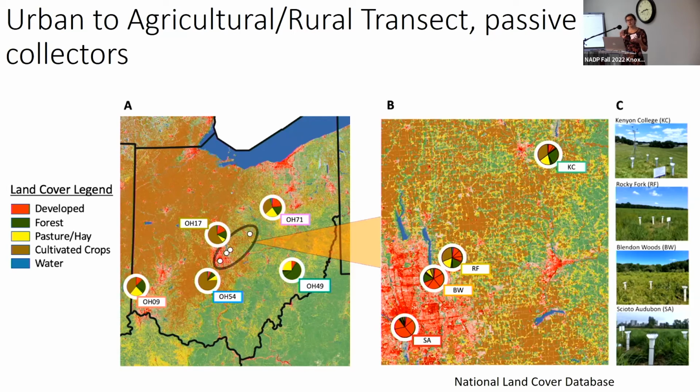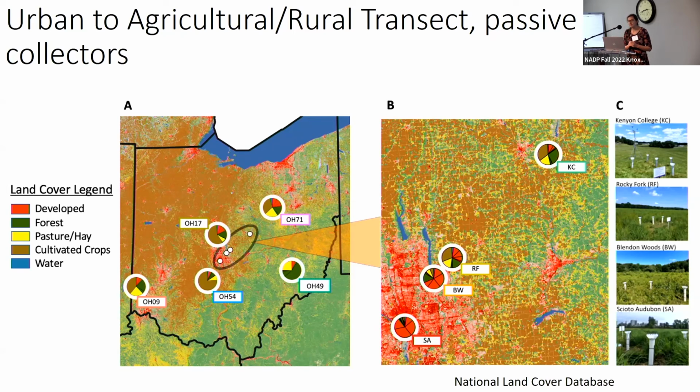That's a contrast with our sites that go from Kenyon College, the KC site, right into the heart of Columbus. The Columbus site is almost 90% developed, and then you can see this gradient out to Kenyon College, which is less than 15% developed.